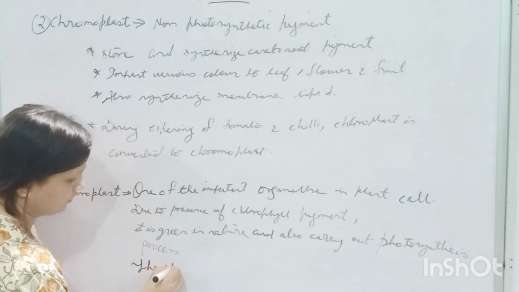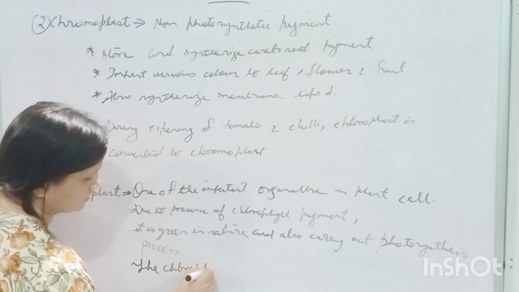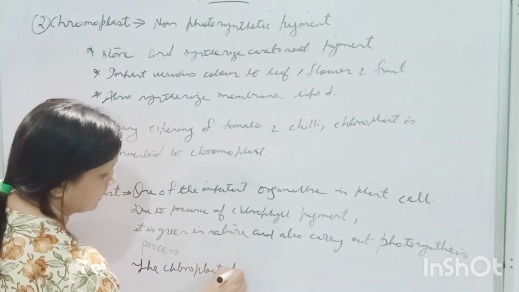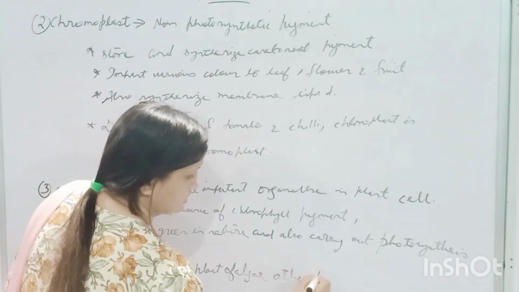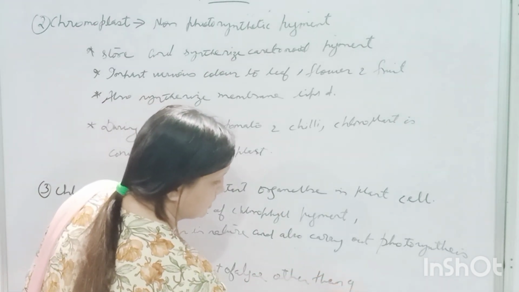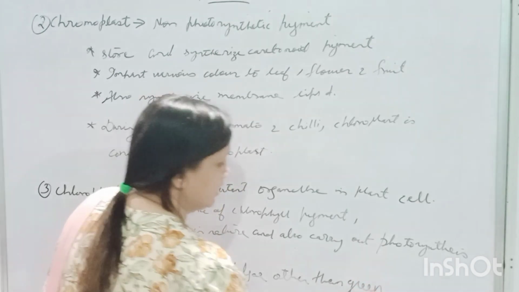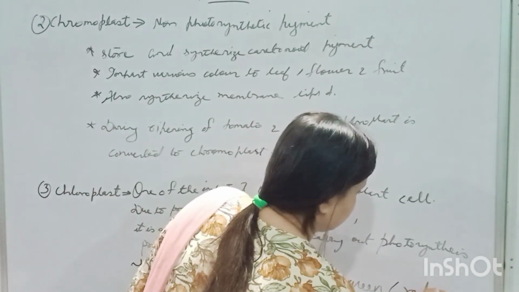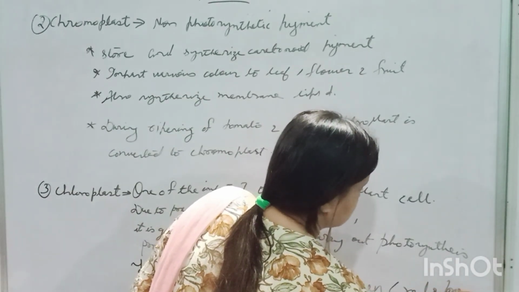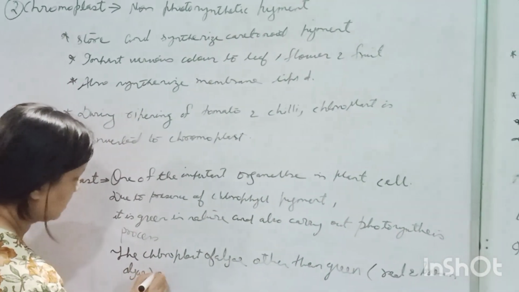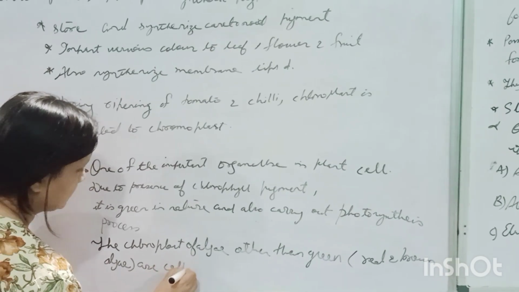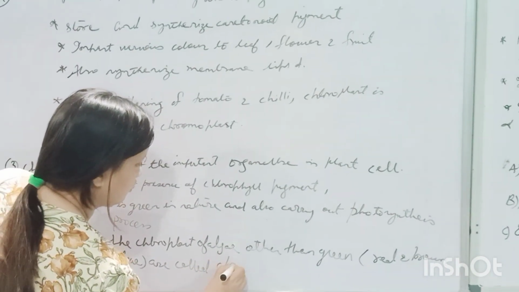The chloroplasts of algae other than green, like red and brown algae, are called chromatophores.